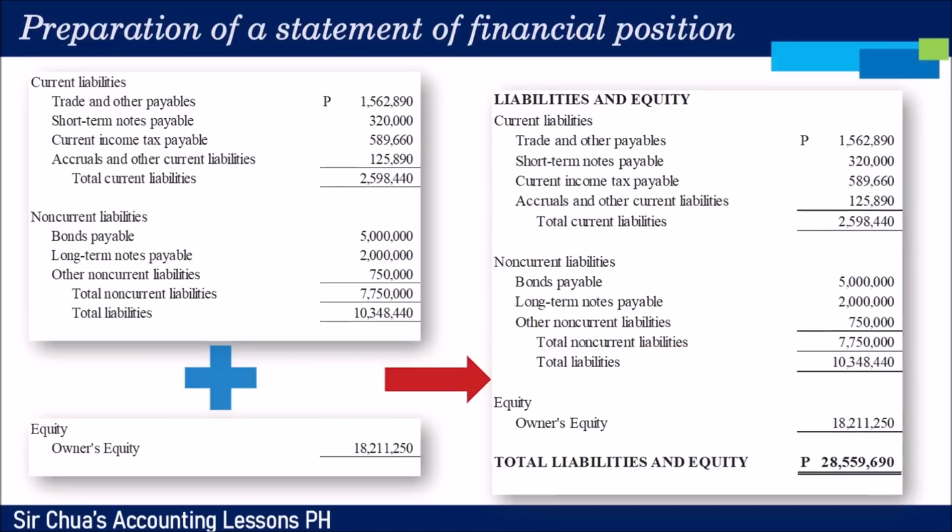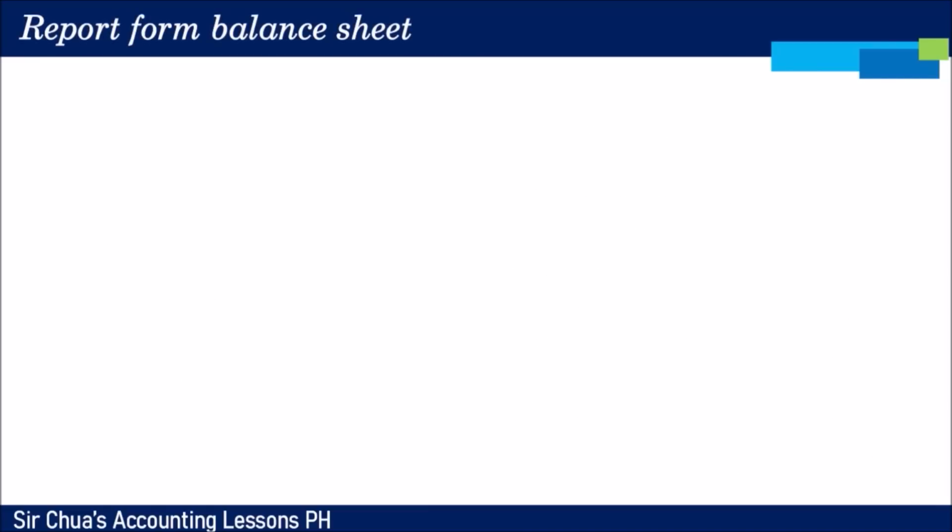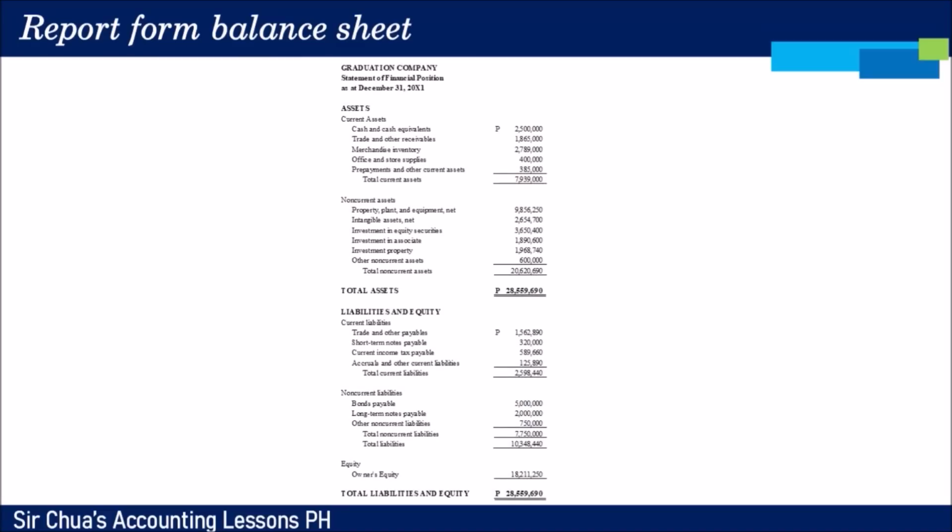Total liabilities and equity po natin, which is same as the total assets, 28,559,690. Now, ang requirement po kasi sa inyong handout is we will be preparing the balance sheet or the statement of financial position both in report form and account form. So, ano pong itsura niya ng report form? Ganyan. So, syempre, hindi nyo ganong kita kasi ang liit, 'di ba? Pero, ganyan po ang itsura ng report form. Yung assets nasa taas, yung liabilities and equity nasa baba.